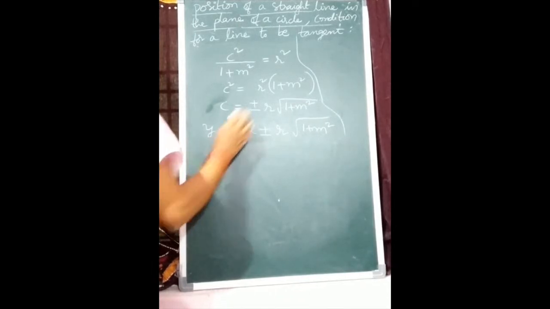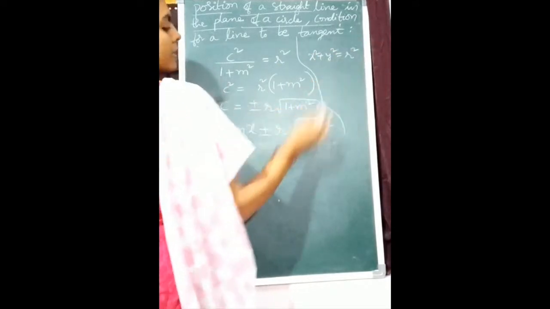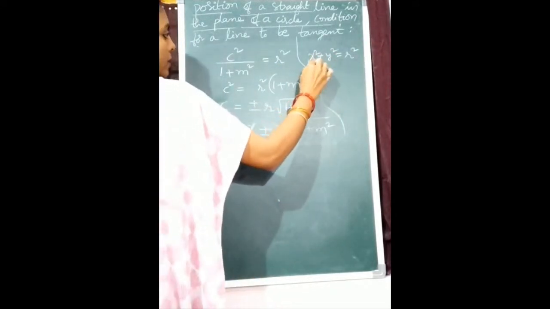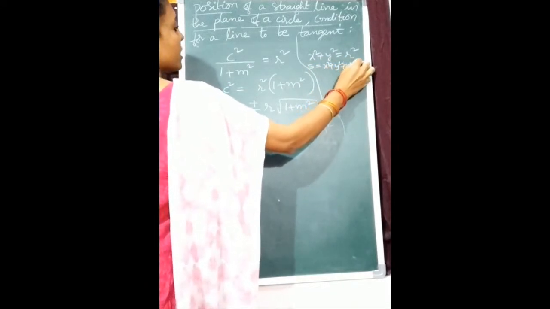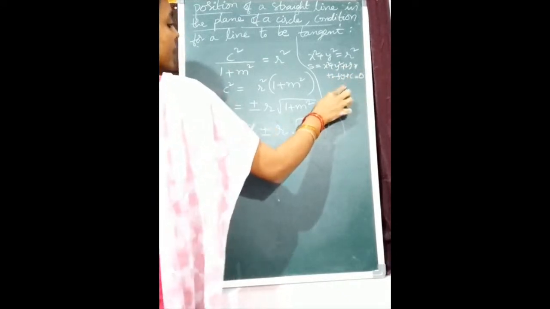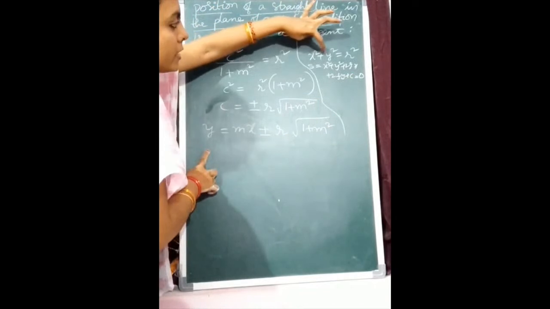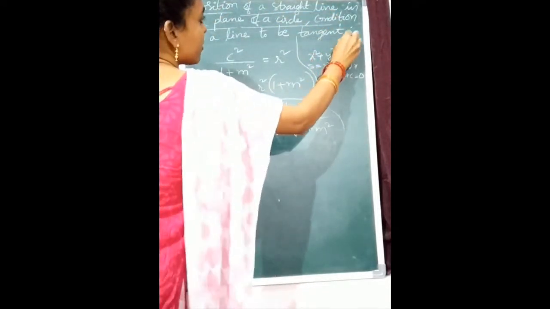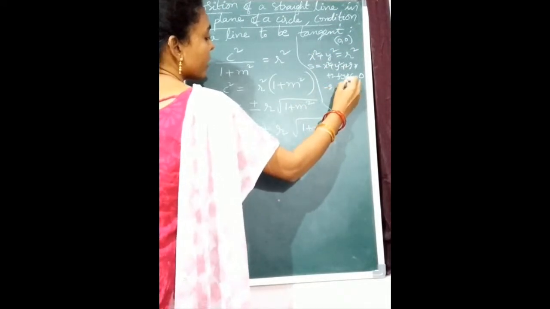ఇది దేనికి? x square plus y square is equal to r square అనే సర్కిల్ కి. బట్ ఇంకొక సర్కిల్ s is equal to x square plus y square plus 2gx plus 2fy plus c is equal to 0 అనే సర్కిల్ కి టాంజెంట్ అవ్వాలంటే టాంజెంట్ ఈక్వేషన్. హియర్ సెంటర్ 0 0, బట్ హియర్ సెంటర్ minus g minus f.